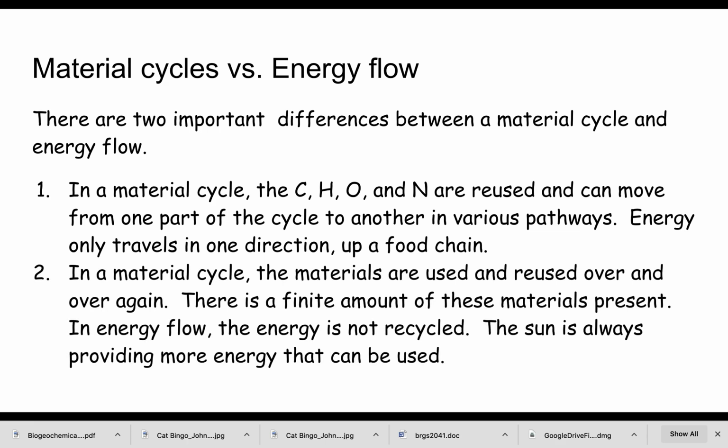Another difference is that the materials are reused over and over again because there is a finite amount of these materials present on Earth. So there's no new sources of carbon that are entering into our ecosystem, no new sources of hydrogen, oxygen, or nitrogen either. So these have to be used and reused over and over again. In energy flow, the energy is not being recycled because there's always a source of new energy. The sun is providing energy all the time. So plants are not reusing energy, they're taking energy from the sun and then converting it into a form that can be used by plants and animals.